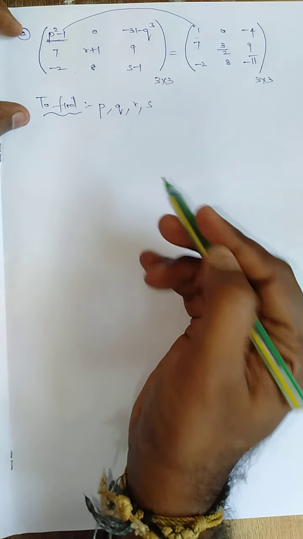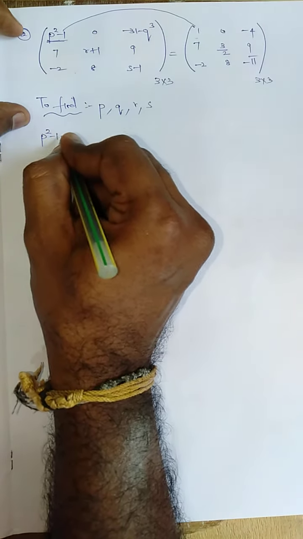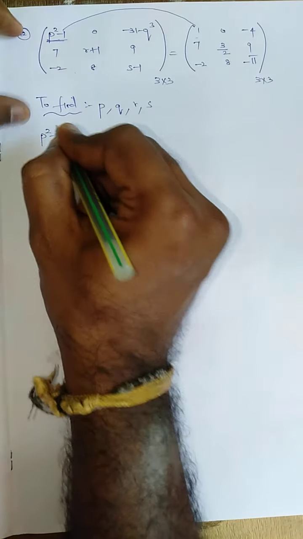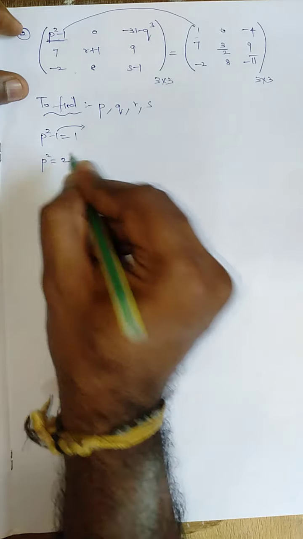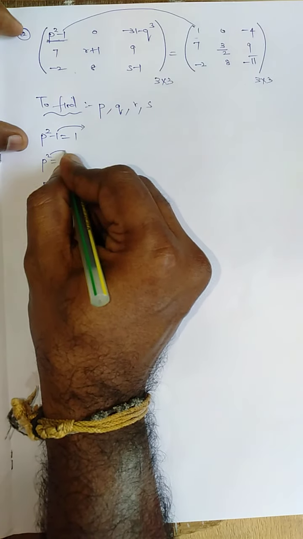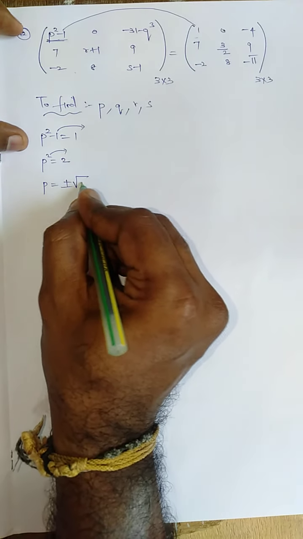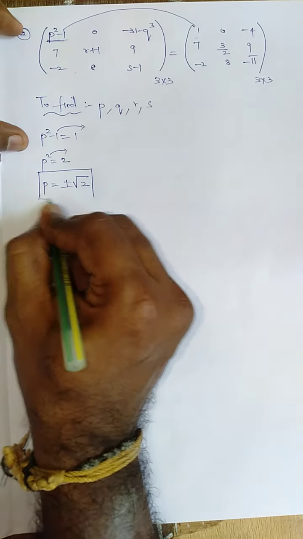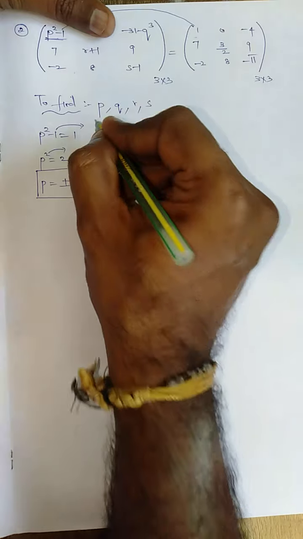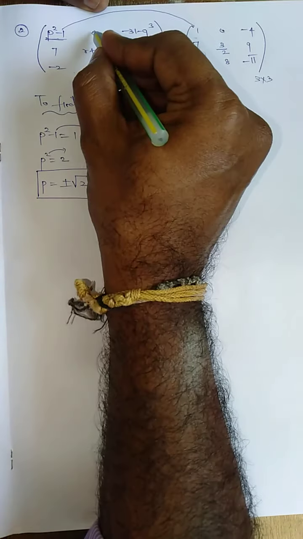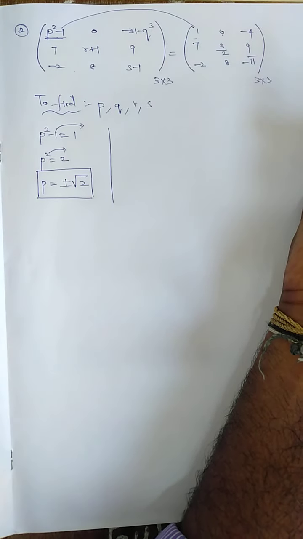This one I can equate to this one. So P square minus 1 is equal to 1. Minus 1 comes to this side. P square is equal to 1 plus 1, which is 2. P is equal to plus or minus square root of 2. Therefore, the answer for P is plus or minus square root of 2. So P is over. Next, 0 and 0, I don't need to find 0, leave it.